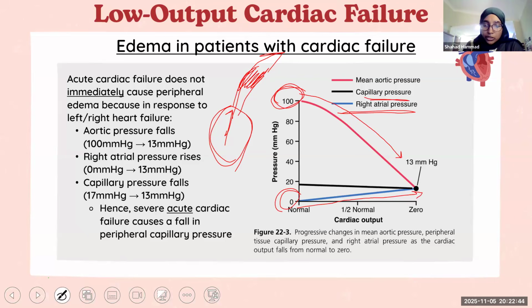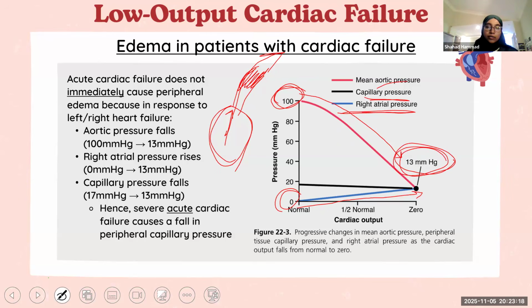The capillary pressure itself, because of these two changes in the aorta and the right atrial pressure, the capillary changes are not that significant. And when we're talking about the edema, the capillary pressure is kind of what really matters in these cases, because these are the places where the edema will happen. It won't happen around the aorta or the right atrium. It's the capillaries in the rest of the body and in the lungs. So if we have these changes in the aorta and the right atrium, all converging to one point, which is 13 millimeters mercury, this kind of decreases the gradient.